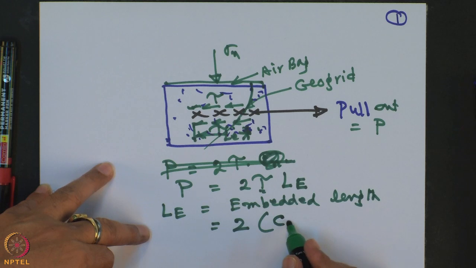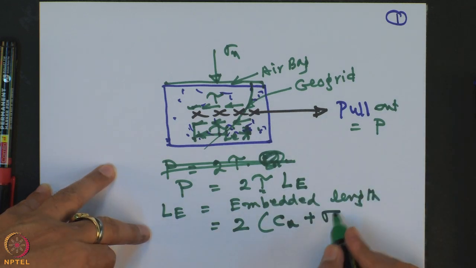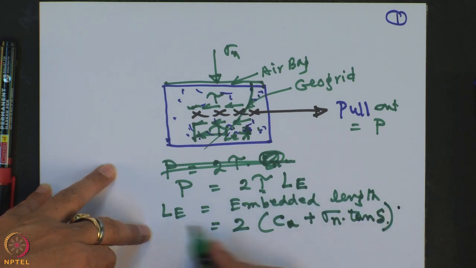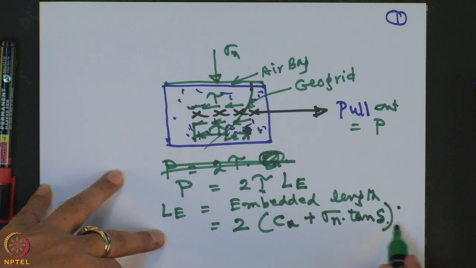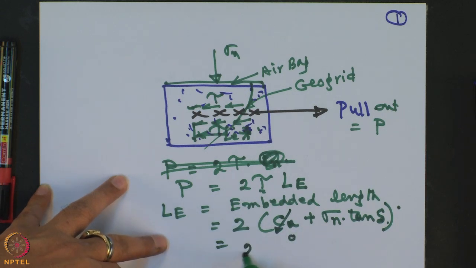So again, you know tau is equal to the shear strength of the soil, c plus sigma n into tan phi. So c plus sigma n into tan of the internal friction between the soil and geosynthetic, which is delta. So P will involve the embedded length, so P will be equal to this. So if there is no adhesion, c_a will be 0. So this part will be 0. So you can write 2 into sigma n into tan of delta.